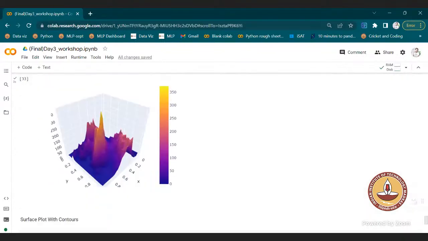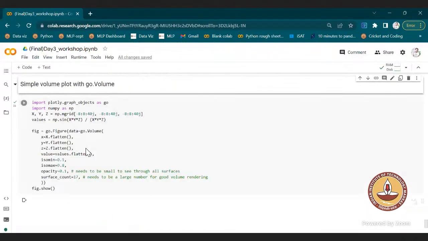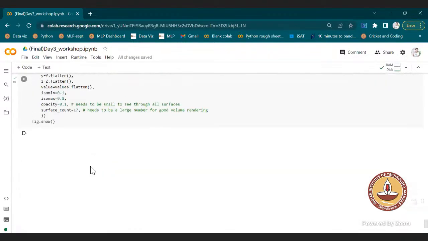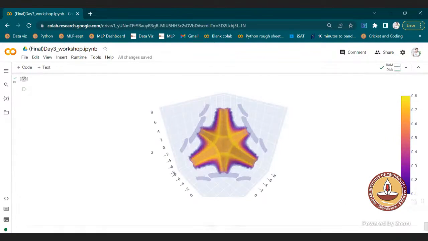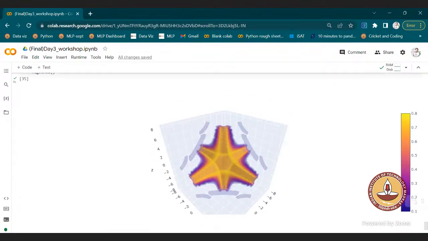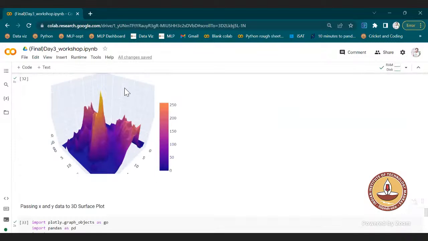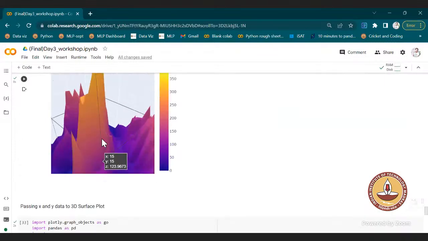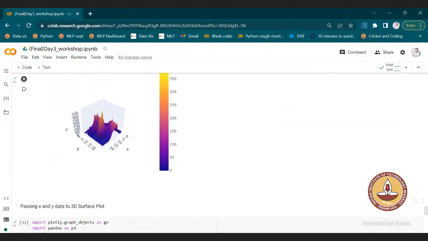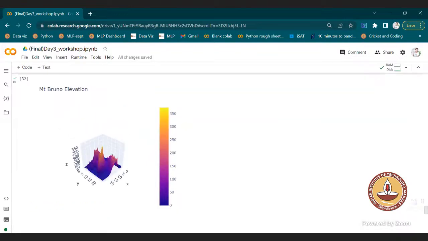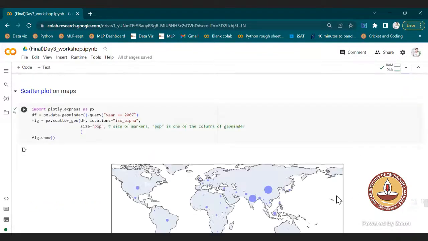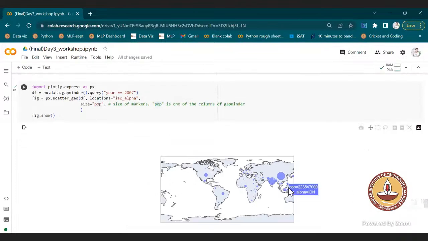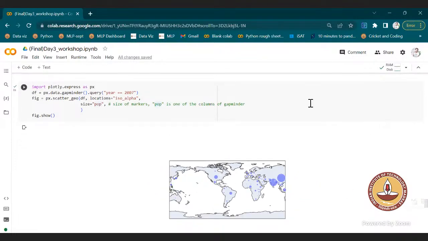So again, this contour surface plot with contours is there. The 3D plots can also help us in positioning things. I think one graph was there related to this one, where we plotted the contour plot.